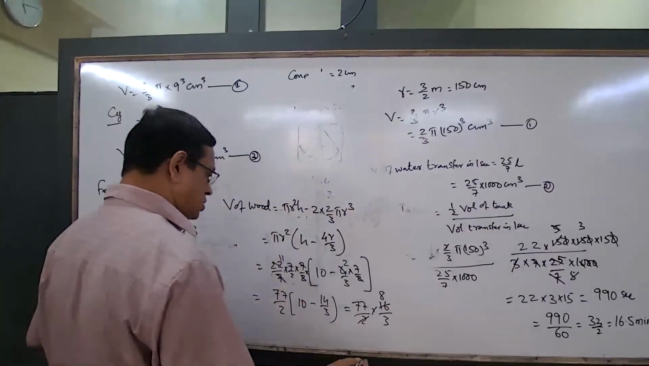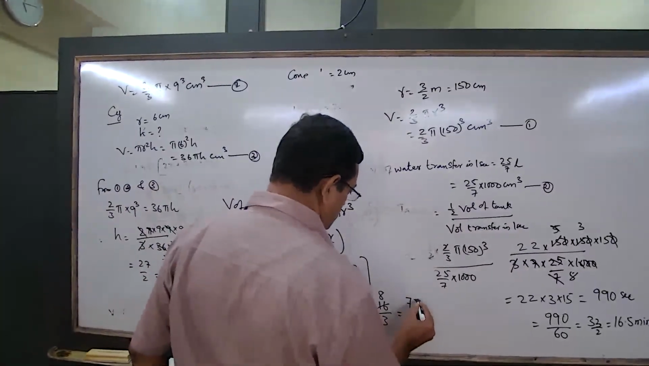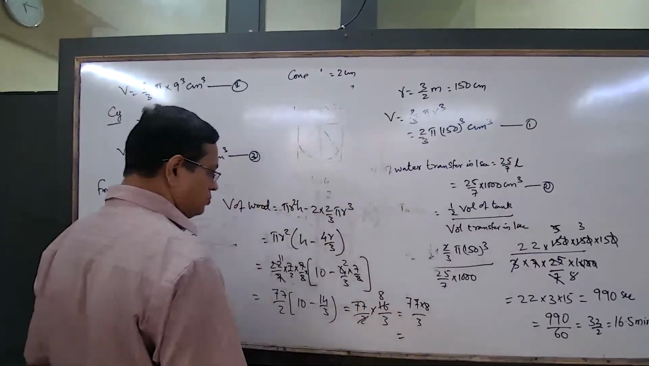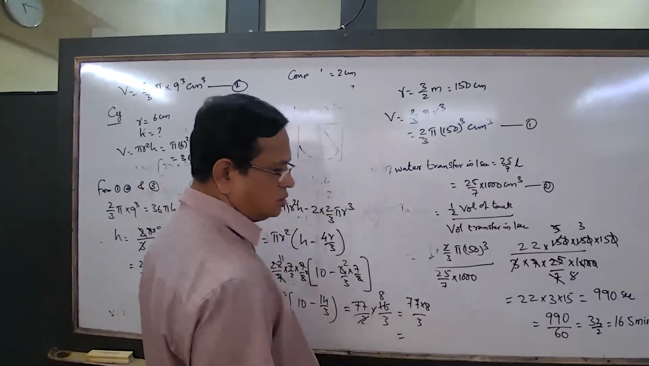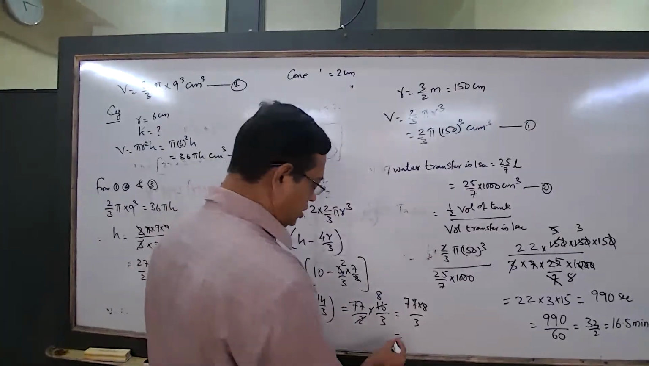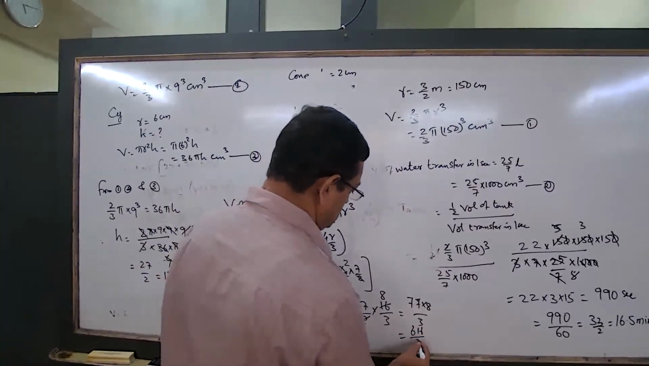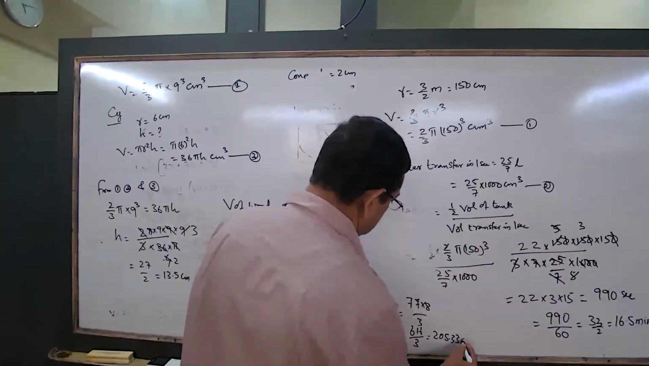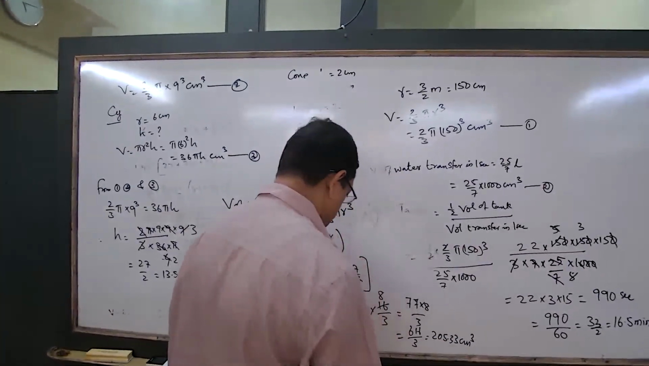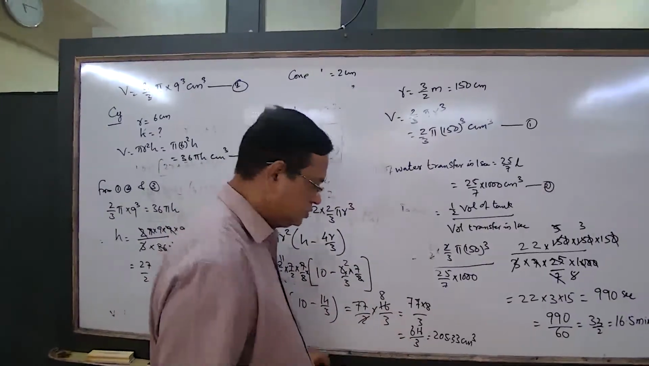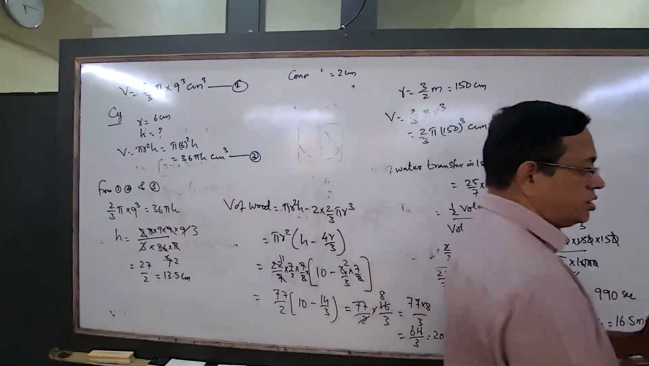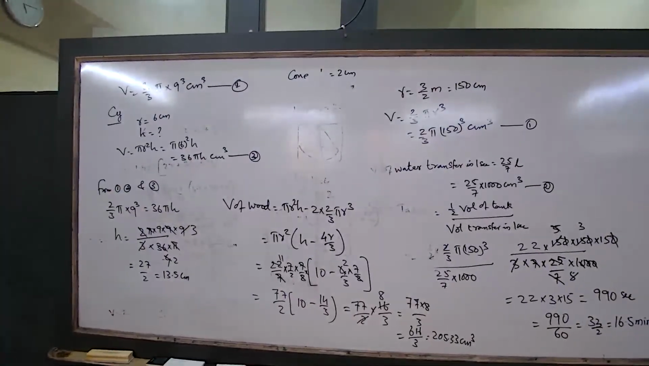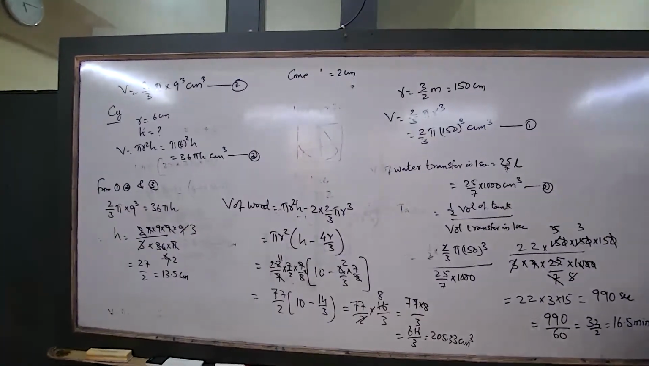That one division only remains. 77 into 8 upon 3. Multiply and divide by 3. 77 into 8, 616, divided by 3, 205.33 centimeter cube. Now only 77 into 8 is a multiplication. Nothing else. Carefully do it, you will be able to do it. But you have to be careful.